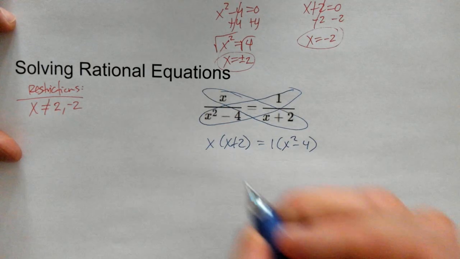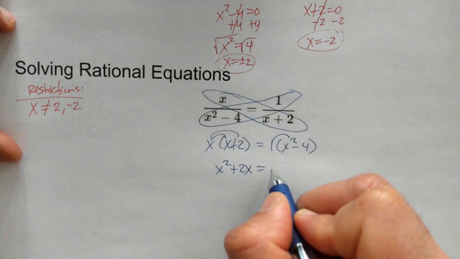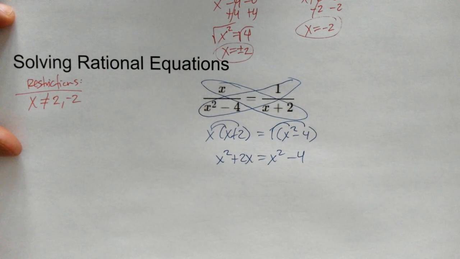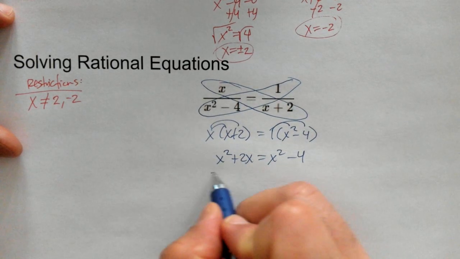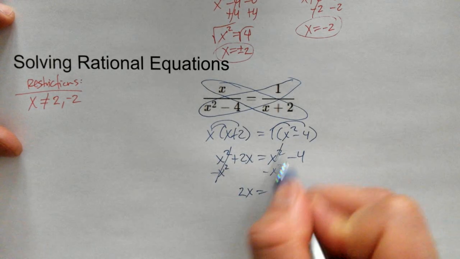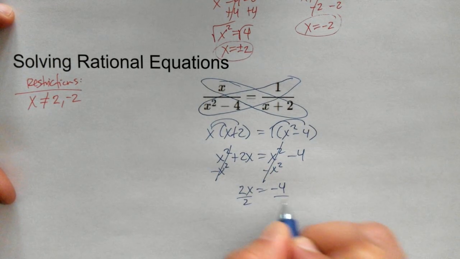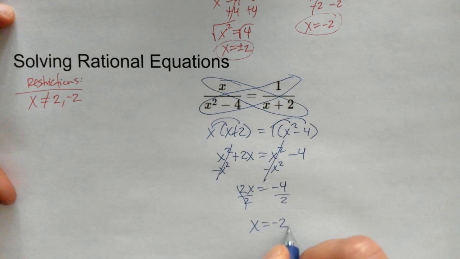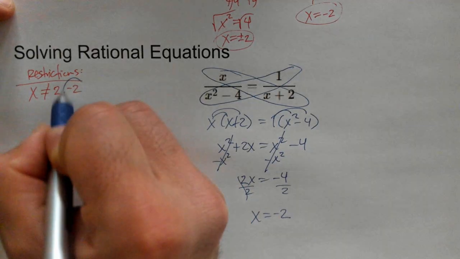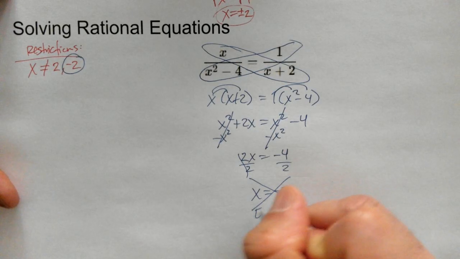Let's solve for x. As we distribute, you get x squared plus 2x. And here you get 1x squared minus 4. Let's combine like terms. Well, when I move the x squared over, 2x equals negative 4. Let's divide both by 2. x equals negative 2. Is this an acceptable solution? No. It's part of my red flag part, which means this cannot be a solution. That one becomes an extraneous solution.